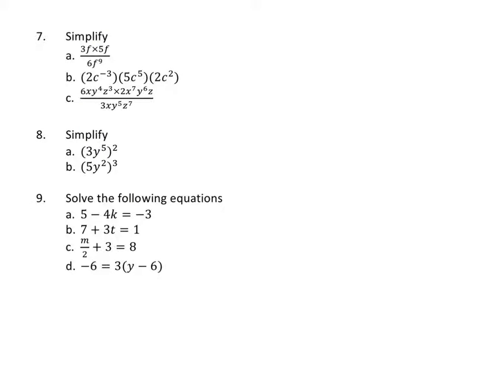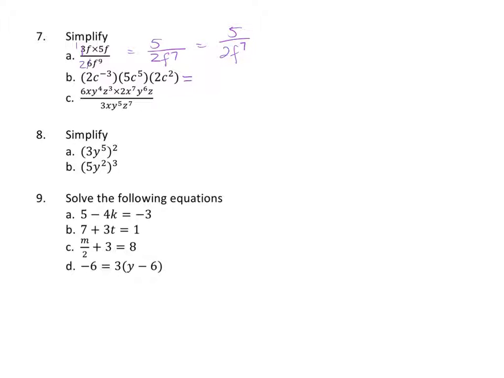Okay, 7a. So we deal with the numbers and then we deal with the letters. So 3 into 3, 1, 3 into 6, 2. So we'll end up with 5 over 2, and now we deal with the letters. We have 2 f's on top and we have 9 below, so we'll end up with 7 f's below. So our final answer will be 5 over 2f to the power of 7.